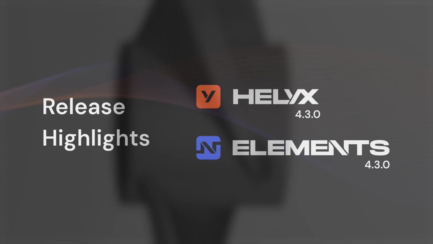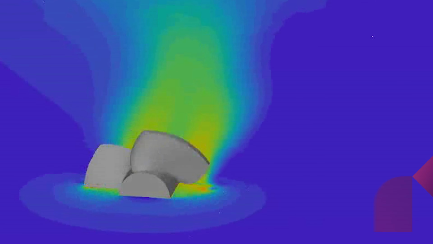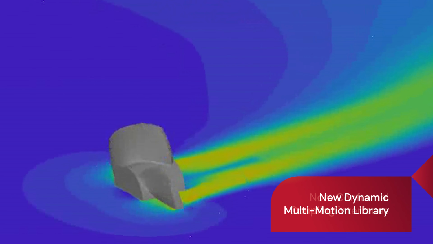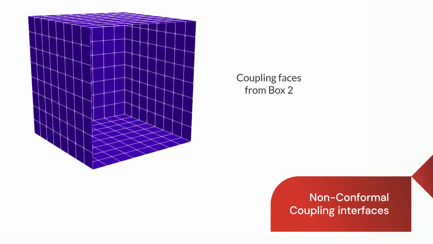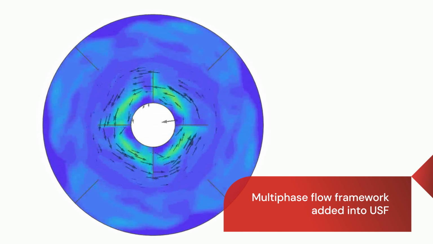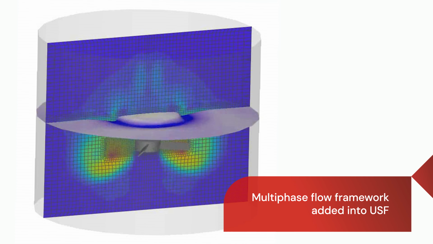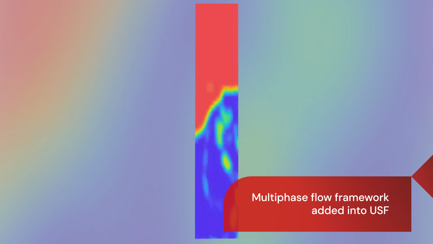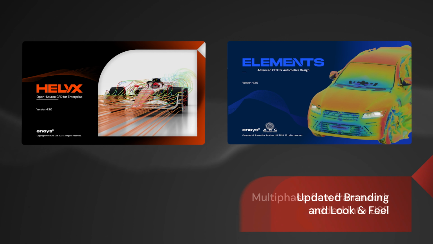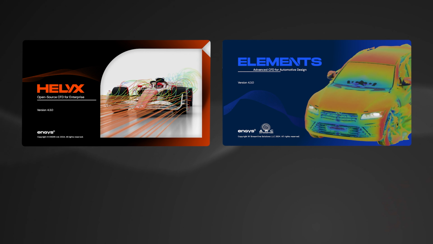This version 4.3.0 of HELYX and ELEMENTS brings the following main features: a new dynamic multi-motion library, non-conformal coupling interfaces for both static and dynamic meshes, consolidation of the unified solver framework, firstly introduced in version 4, by incorporating the legacy multiphase flow solvers and models within the USF, and a new branding and visual identity of our company and products.